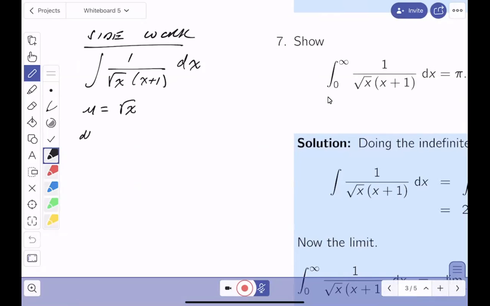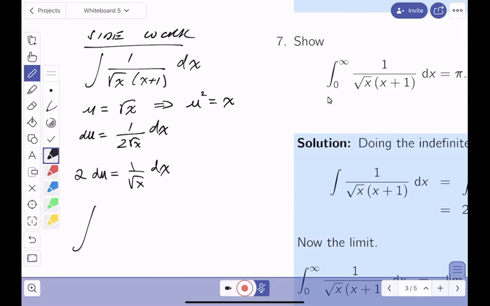What do you have over here? du would equal 1 over 2 root x dx. Well, this is getting sort of good. I'll write this over here. So 2 du would equal 1 over root x dx. And then what do you get? This is kind of weird, right? So you get u squared would equal x. All right, so I'm going to see if I can do this over here. I'll kind of circle it for you. This is equal to what? It's 2 du's, right?